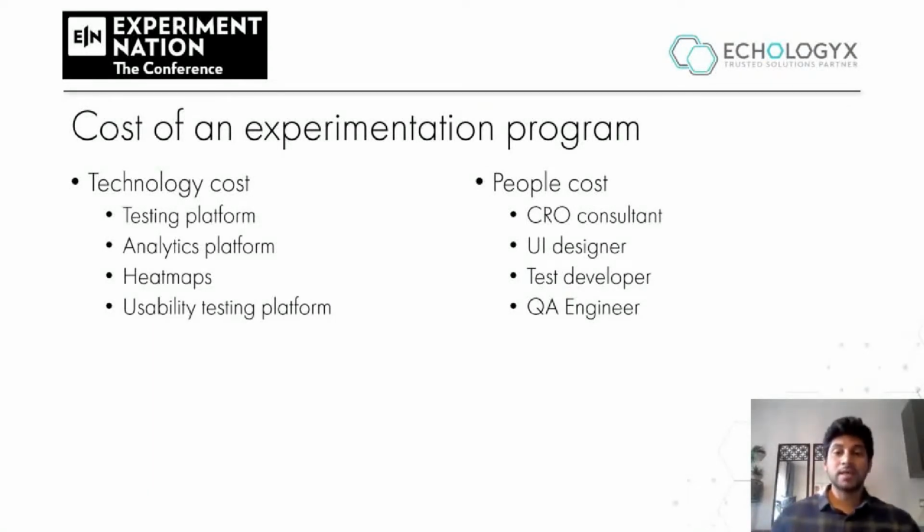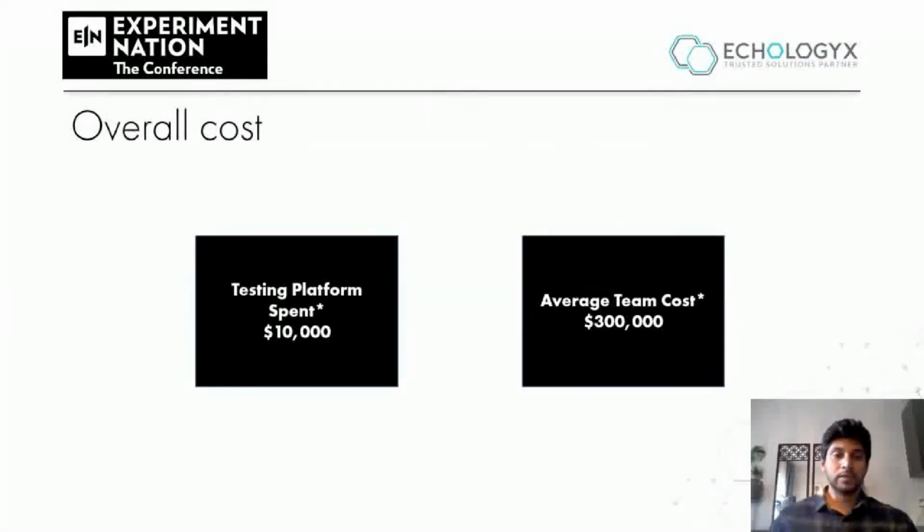You've got a UI designer to potentially design the variations. Test developer, you need someone to actually develop the test. And of course, QA the test, making sure that the tests are bug-free before they go live. Now, when you consider both of them, each has a certain amount of cost associated with it, which actually adds up. And once you get into the details of it, you can see how it can crop up.